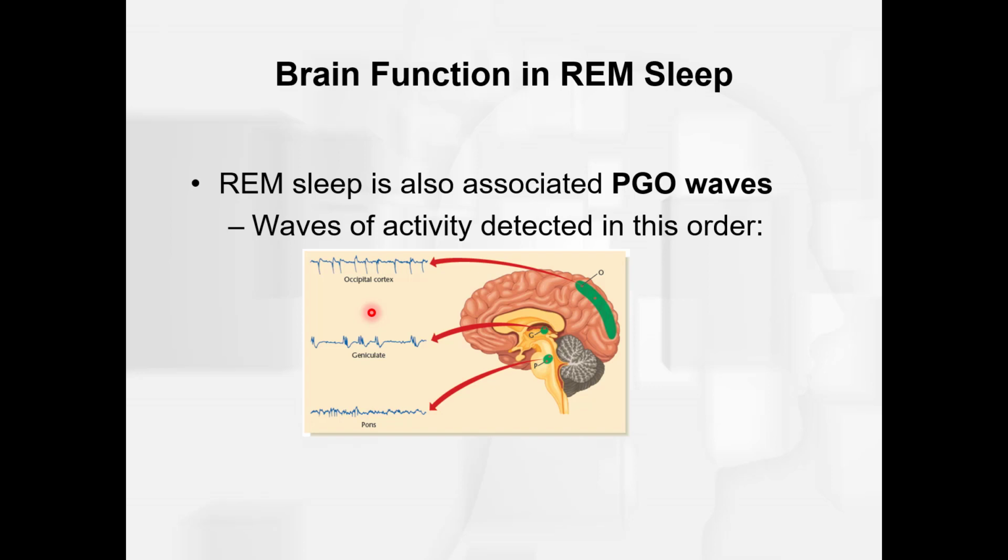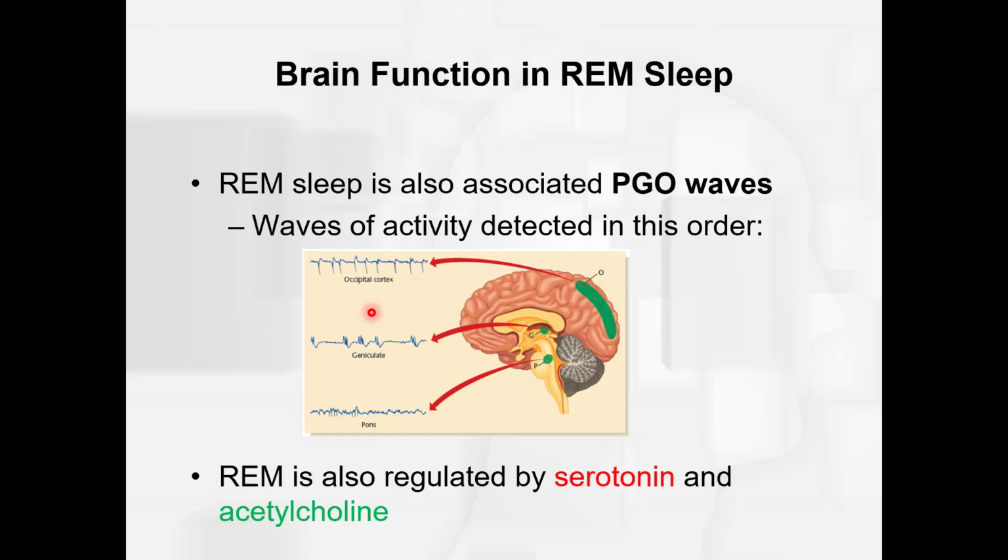REM is also regulated by neurotransmitters. Serotonin is going to inhibit REM sleep. That's why I have it here in red. And acetylcholine is going to stimulate REM sleep. So drugs that simulate acetylcholine are going to induce REM sleep, and drugs that simulate serotonin would block REM sleep.